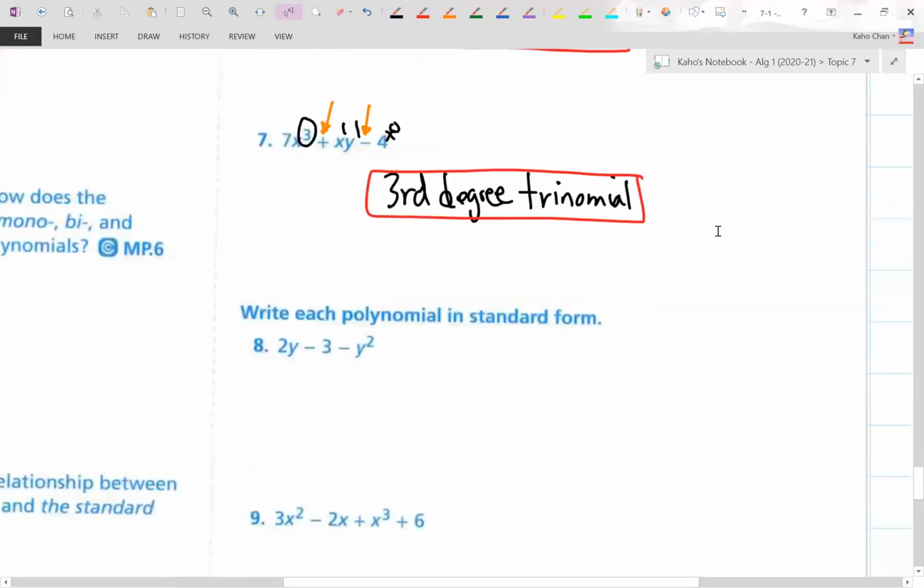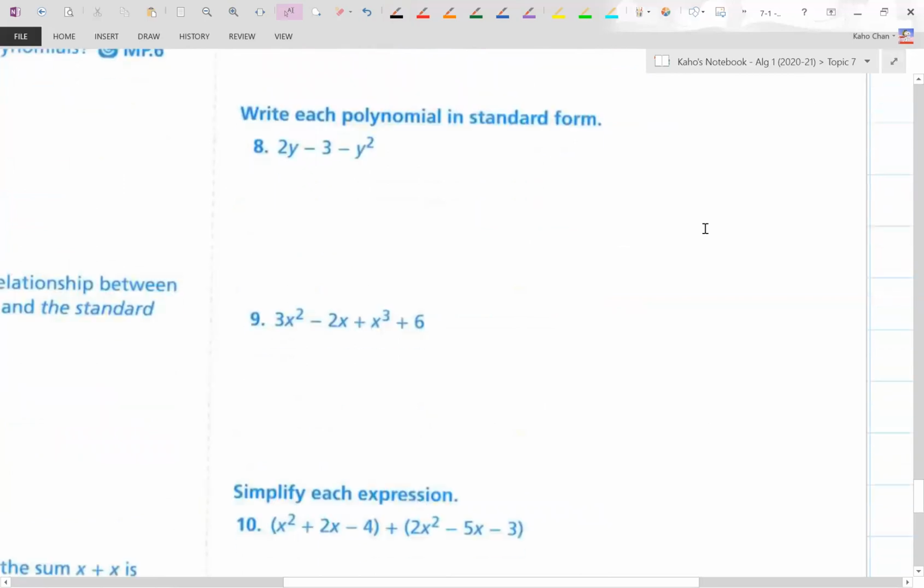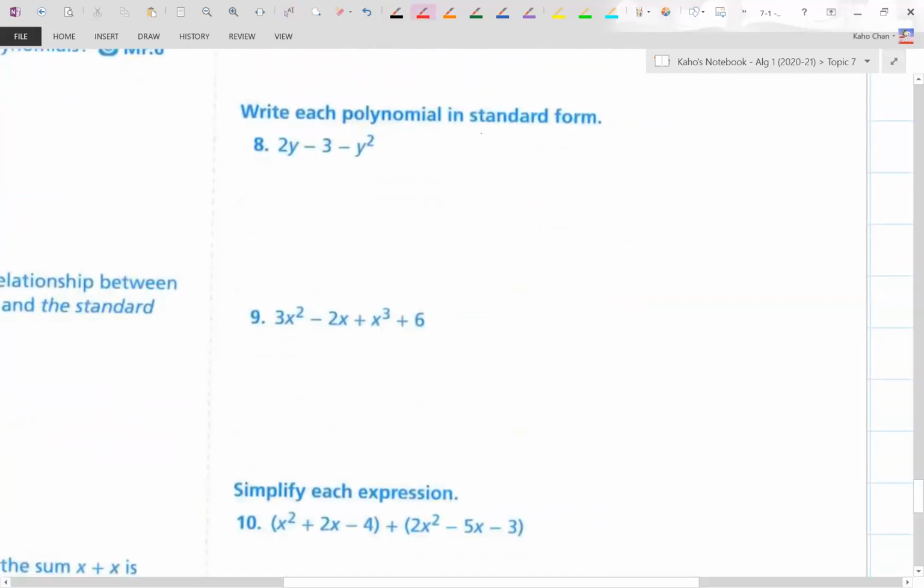Nice. Hey, let's do number 8 and 9 and put it in standard form. Highest to lowest. I see 3 terms for number 8. Negative y squared is first. Then 2y. Watch out for the signs. Keep those in front of them, right? And then minus 3. That was not bad.